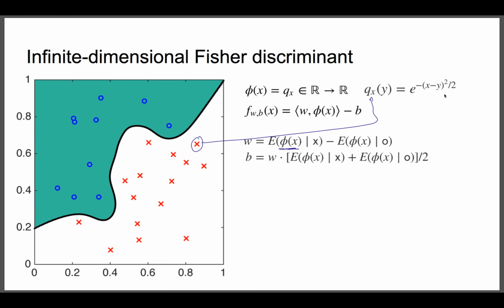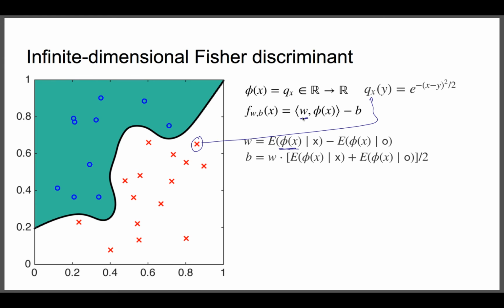There's nothing wrong with infinite dimensional vectors. They're still vectors in a vector space. And we can still take the mean of phi of x conditioned on our being in the cross class, and the mean conditioned on being in the circle class. And those are going to be vectors, again, in our infinite dimensional vector space. We take their difference, and that is the w in our linear discriminant function, right?